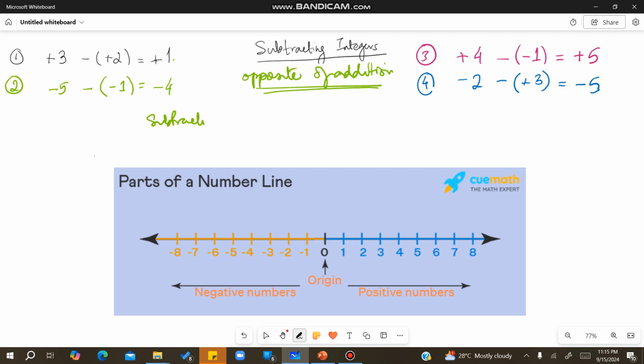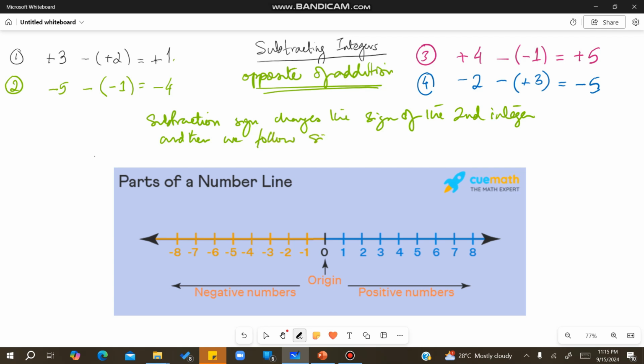Subtraction sign changes the sign of the second integer, and then we follow simple addition rules. That's the shortcut. Now, how does that work?